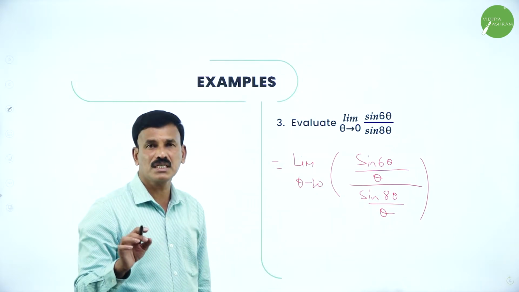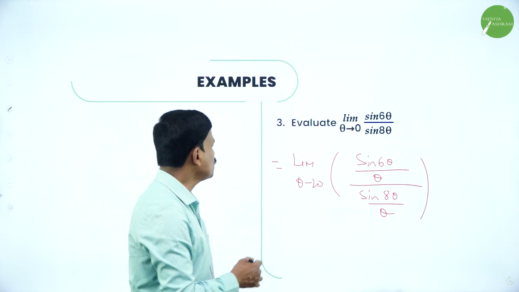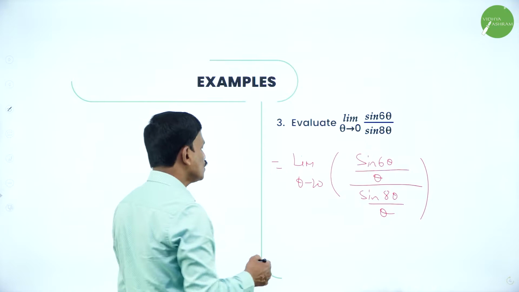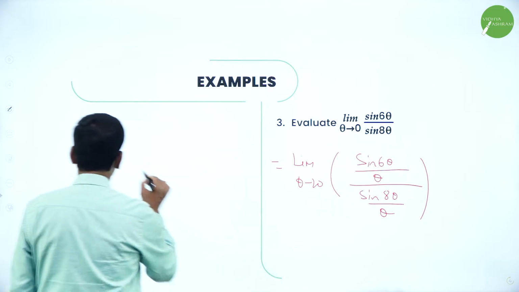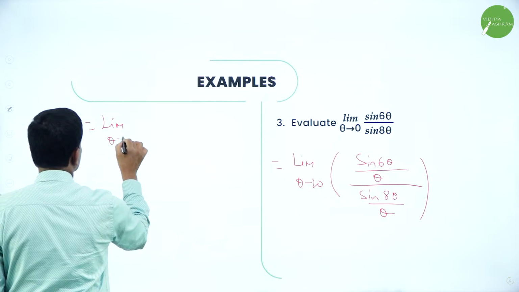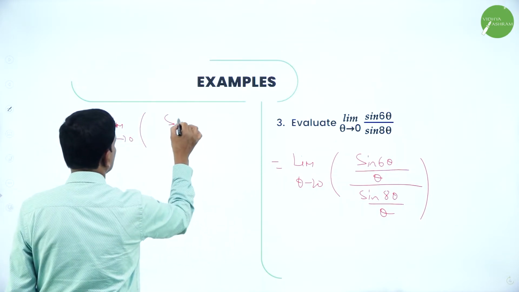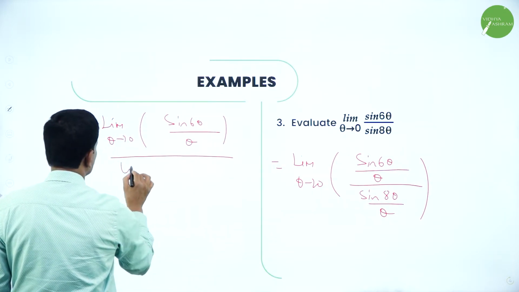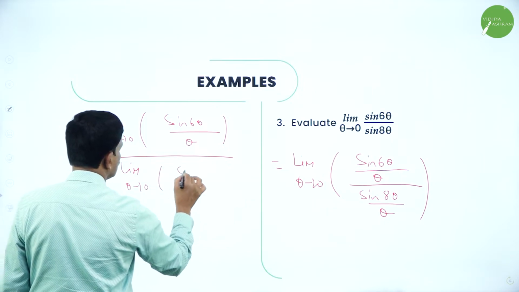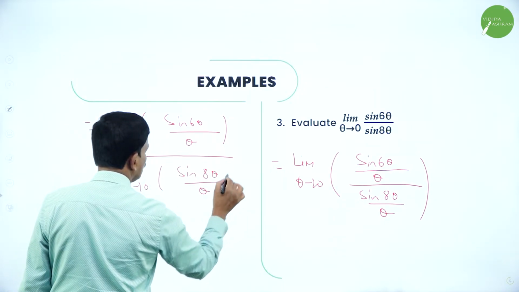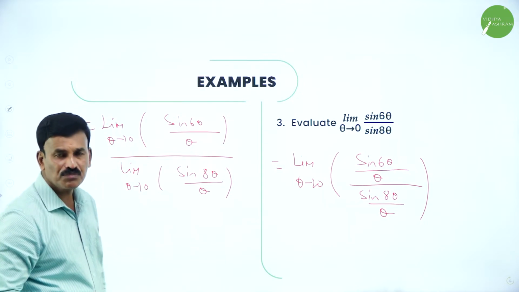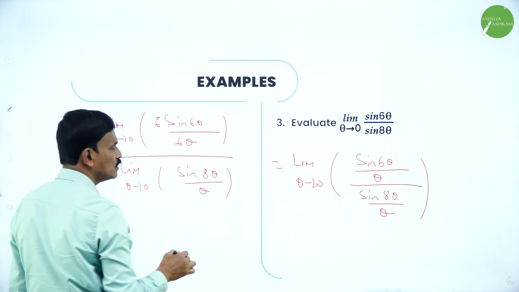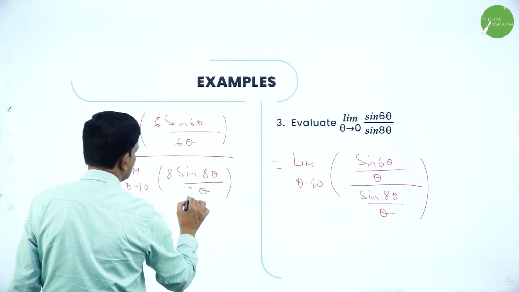Just divide both numerator and denominator by theta first. So limit theta tends to 0, sine 6 theta by theta divided by sine 8 theta by theta. Now this can also be written as, this is equal to limit theta tends to 0. You can apply the limit for both numerator and denominator. Sine of 6 theta divided by theta whole divided by limit theta tends to 0 sine of 8 theta divided by theta. Now same as that of the previous problem, you can just multiply and divide by 6 in the numerator, and whereas for the denominator just multiply and divide by 8.